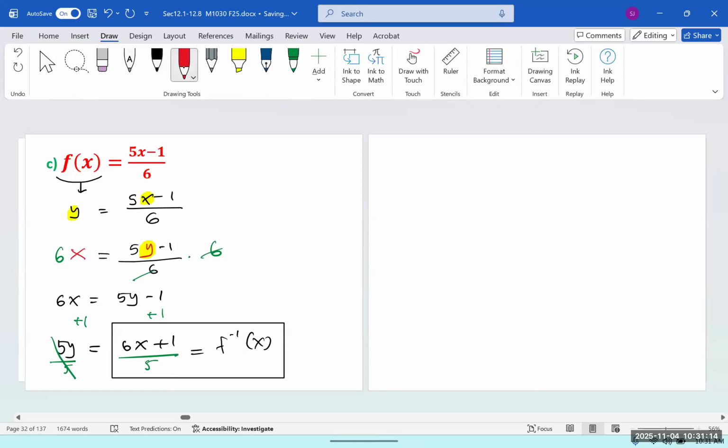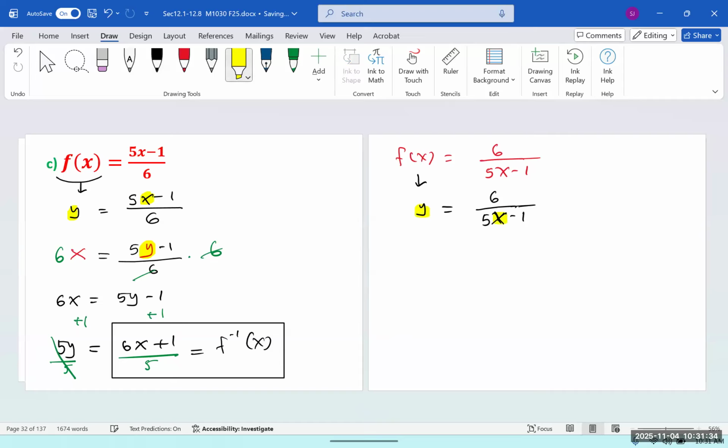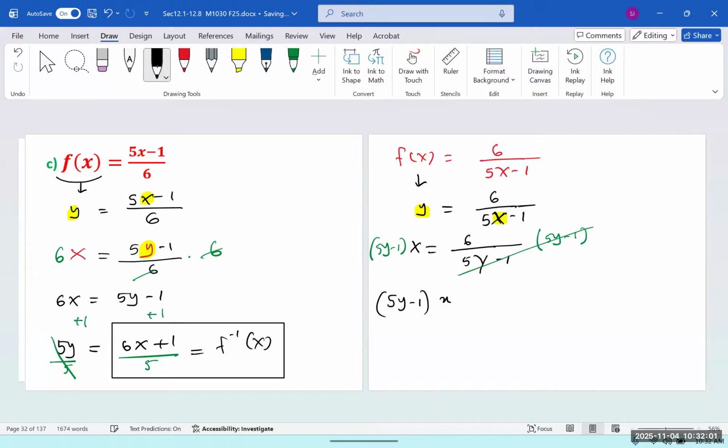Tell me the example you have on your mind. Okay, so let's see. First, this becomes y, so y equals 6 over 5x minus 1. Then we swap x and y. So we get x equals 6 over 5y minus 1. Not a dead end. We follow the same steps. Multiply both sides by 5y minus 1, so they cancel out. So we have 5y minus 1 times x equals 6. If you want to get this y alone, what do you have to get rid of now?